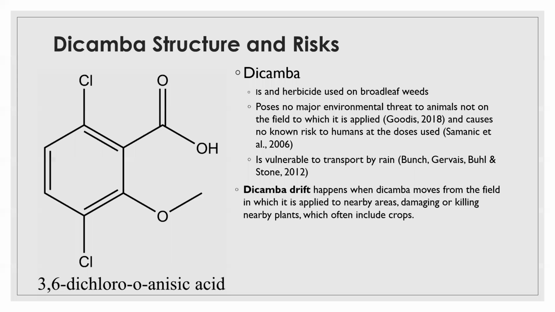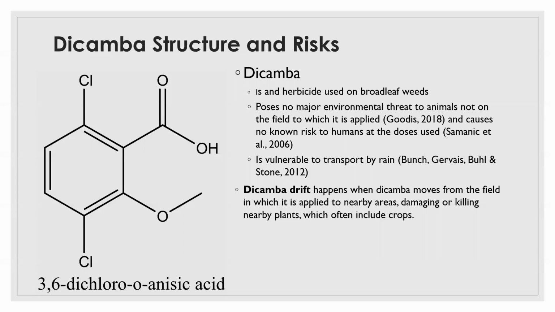Dicamba works by causing abnormal growth within plants, which leads to death when a high enough dose is applied. It is used to control broadleaf weeds and generally kills legumes, but poses no major environmental threat to animals not on the field to which it is applied. Dicamba has also been shown to not significantly increase the cancer rate of applicators, nor have any major detrimental health effects for humans who live near application or consume crops treated with it. However, its half-life in soil is between 30 and 60 days and is not broken down by water, making it vulnerable to transport by rain.